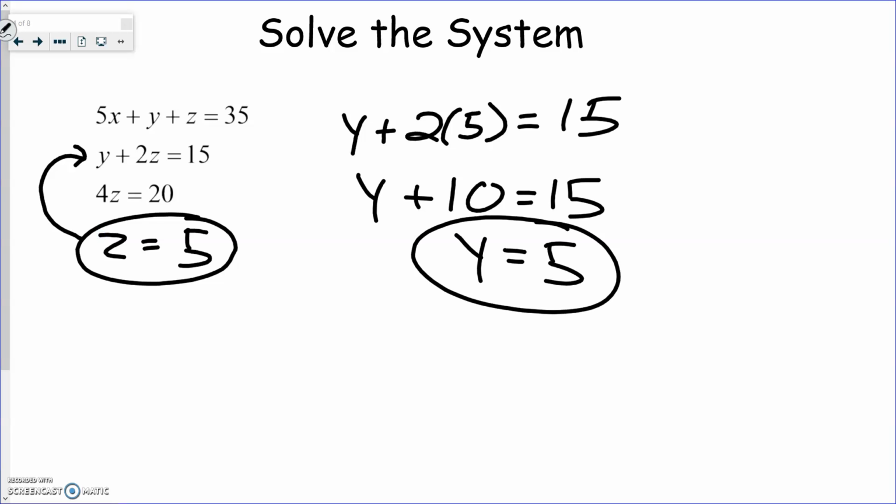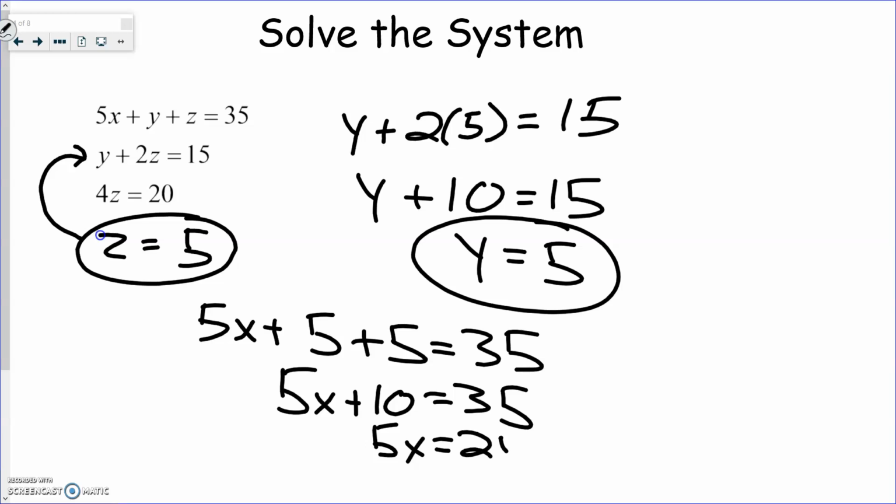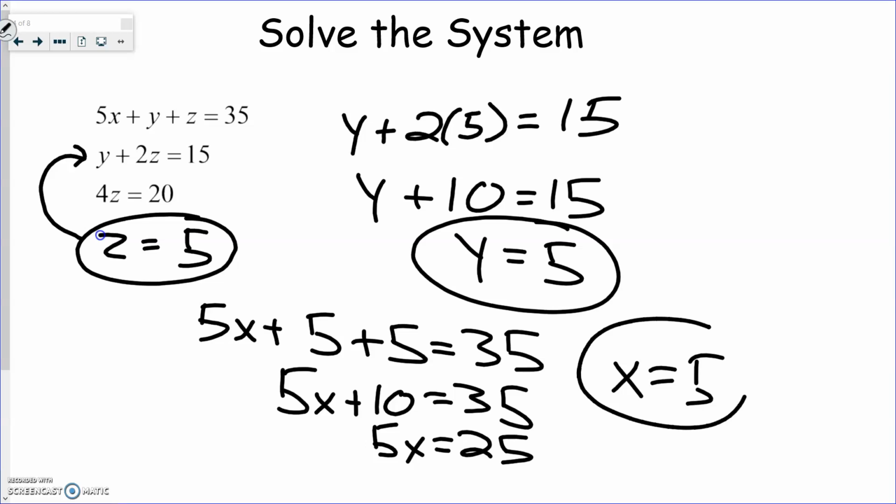Finally, go ahead and sub both z and y into the first statement, so I have 5x plus 5 for y plus 5 for z is equal to 35. Well, 5 plus 5, once again, is 10. So I have 5x plus 10 is equal to 35. Go ahead and subtract your 10. 5x is equal to 25, which makes x also 5. Strange example, but everything ends up being 5. And that's totally fine.